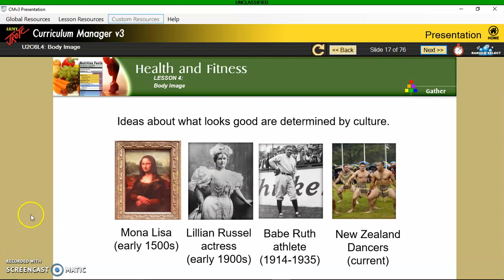All right. Ideas about what looks good are determined by culture and also by time. If you look at the Mona Lisa, painted in the early 1500s, that was considered the epitome of beautiful. This actress from the early 1900s, you can see that women back then weren't necessarily concerned about thinness; they wanted to have a little more weight to them. Babe Ruth was one of the premier athletes from 1914 to 1935, and if you look at his body, it doesn't necessarily look like many of the modern-day athletes. And then today you've got the New Zealand dancers.